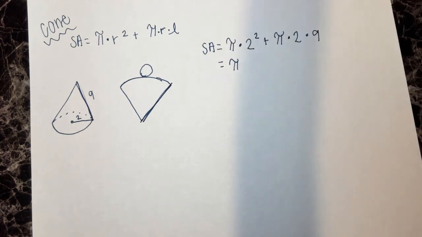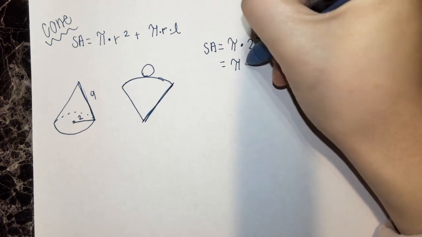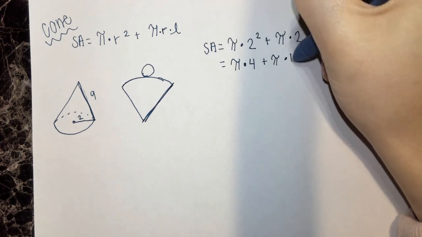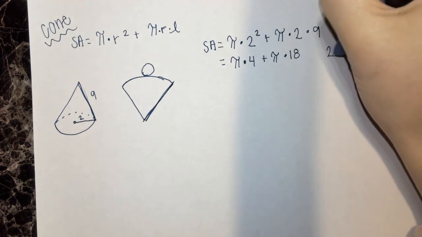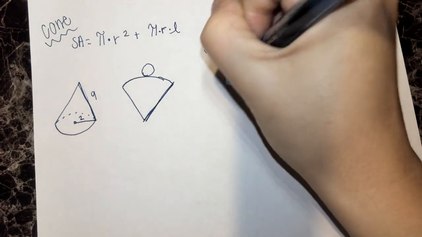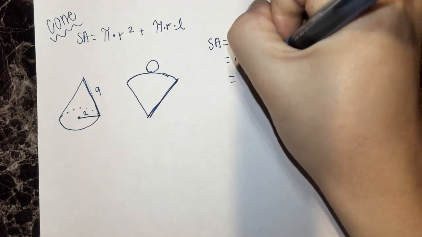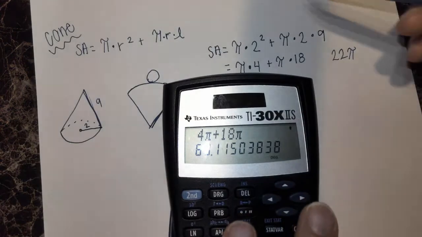If you haven't, go ahead and solve it actually. Sorry, I forgot to say that. You get pi. If you have solved it, you have pi times 2 squared is 4, plus pi times 2 times 9, which is 18. This will either be 4 pi plus 18 pi, which is 22 pi, or it would equal about 69 units squared.